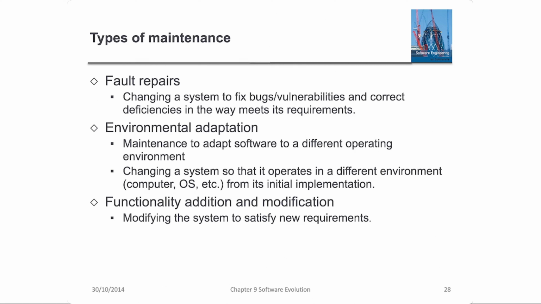The second point is environmental adaptations. Here, maintenance is focused on adapting the software to operate in a different environment than its initial setup, like a new operating system or computer. So maybe we have moved our software to a different computer, different data centers, where the technologies may be different. So we need to change our software to adapt it to the new setup that we have.